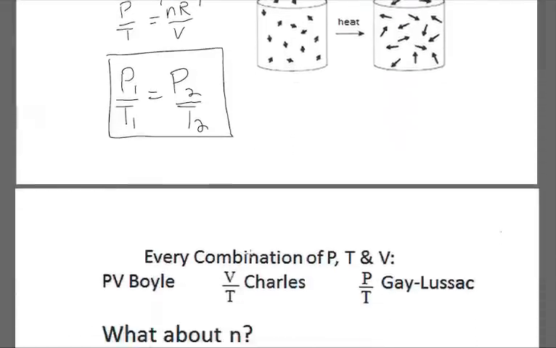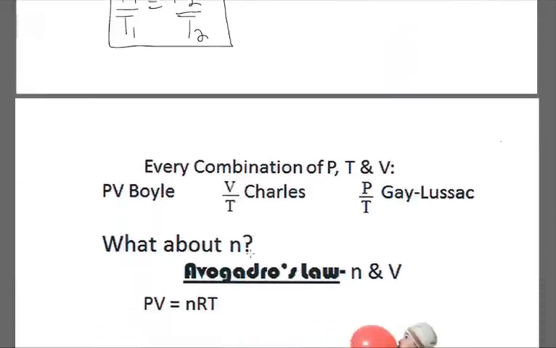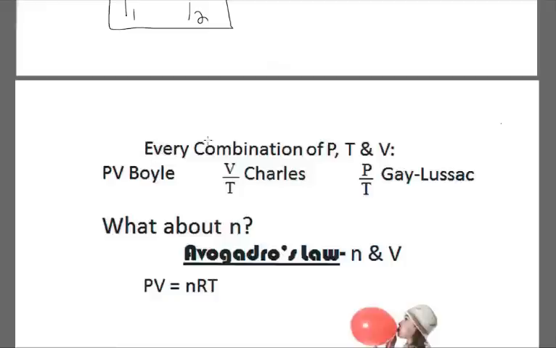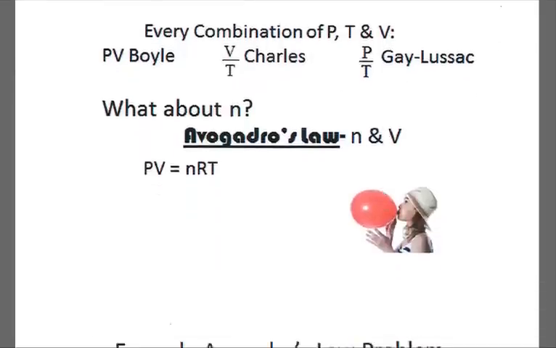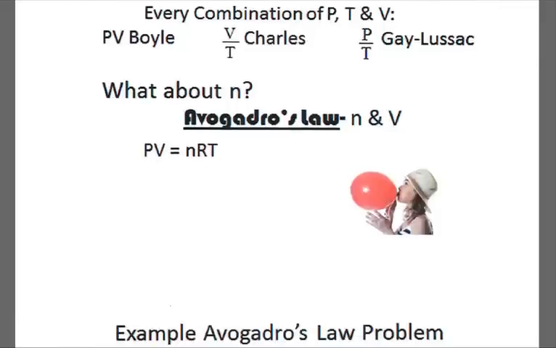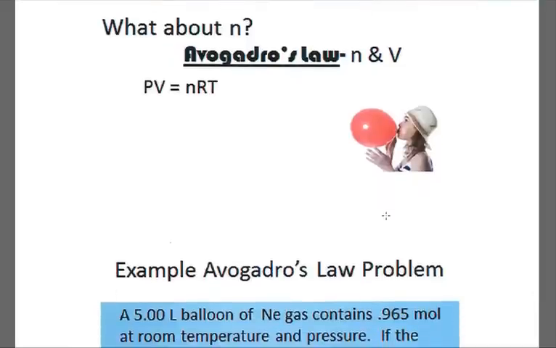All right, so we've just done 3 laws. We've done every combination of 2 of pressure, volume, and temperature. So when you varied P and V, it's Boyle's law. When you varied V and T, it's Charles's law. And when you vary P and T, it's Gay-Lussac's law. So we haven't varied N at all. We're going to show one example of varying N, and that is known as Avogadro's law. So in Avogadro's law, you vary N and V.